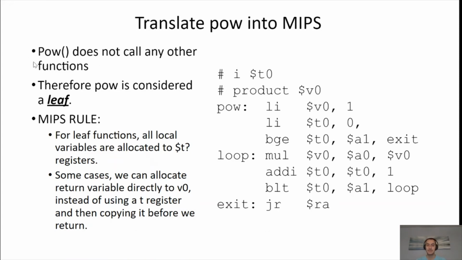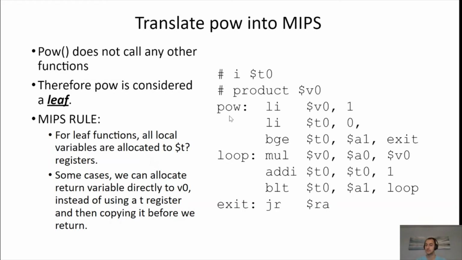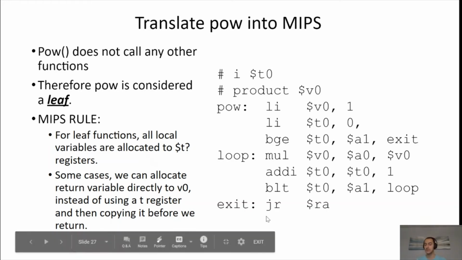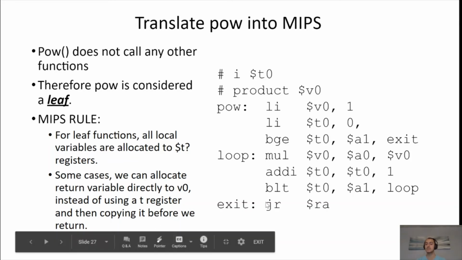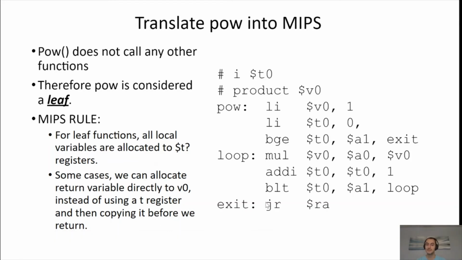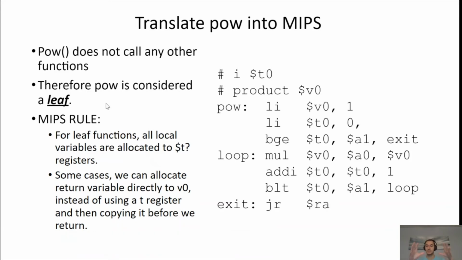Another thing that is important here is that this is a special case, because this PAW function is not calling any other function. If you look through this code, you don't see any jump and link instruction. So this function is not invoking any other function, and that's why we call this a leaf function. If you put your code execution in a tree, you'll see that this function is not calling any other function.